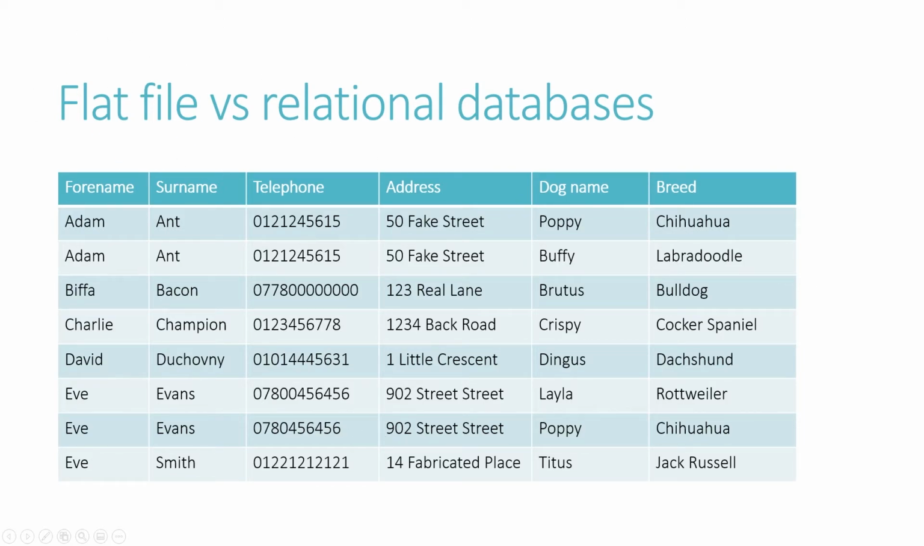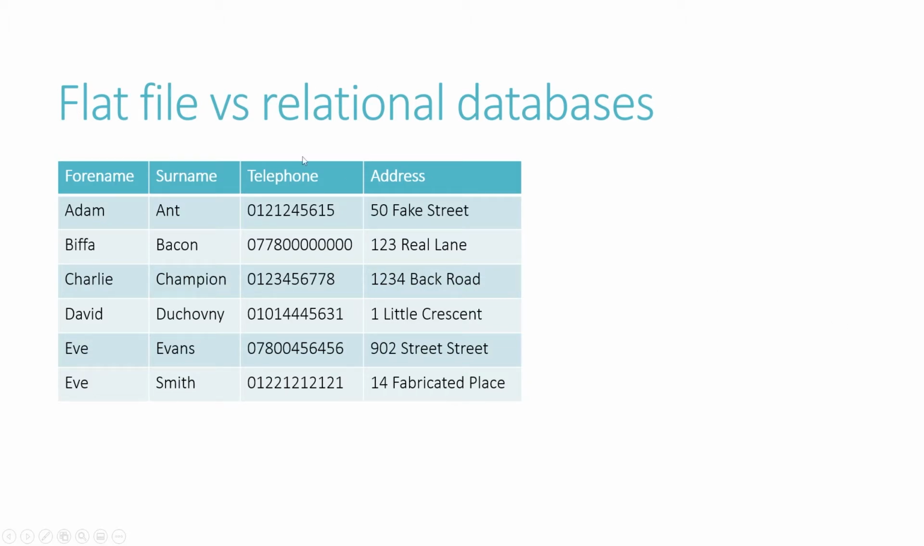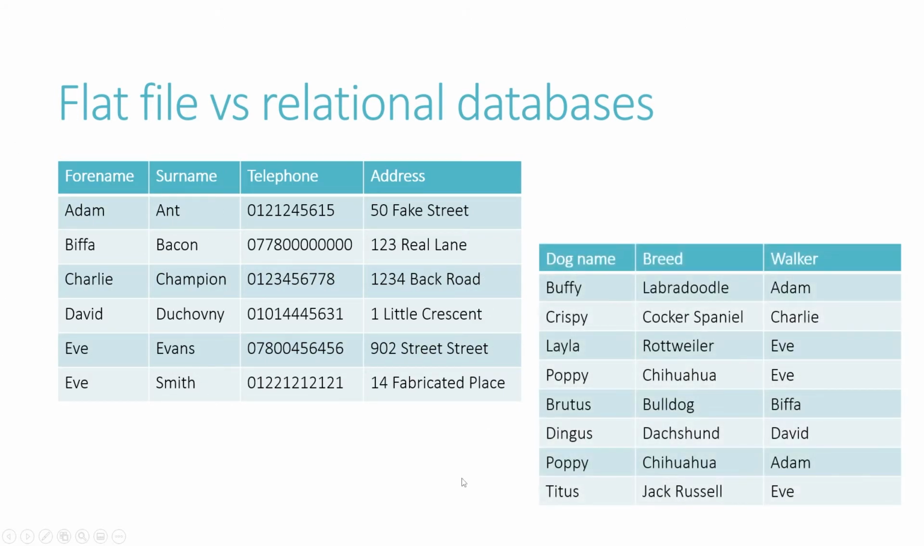How we fix this is by using relational databases, where we have one table for one thing. In this case, this thing is the dog walker. And then we create a separate table for the dogs. And these people walk these dogs, okay? So this is how we relate one table to the other. But you might notice there is another issue. Which Eve are we talking about here? And also which Poppy, because there are 2 Poppies that are both Chihuahuas.